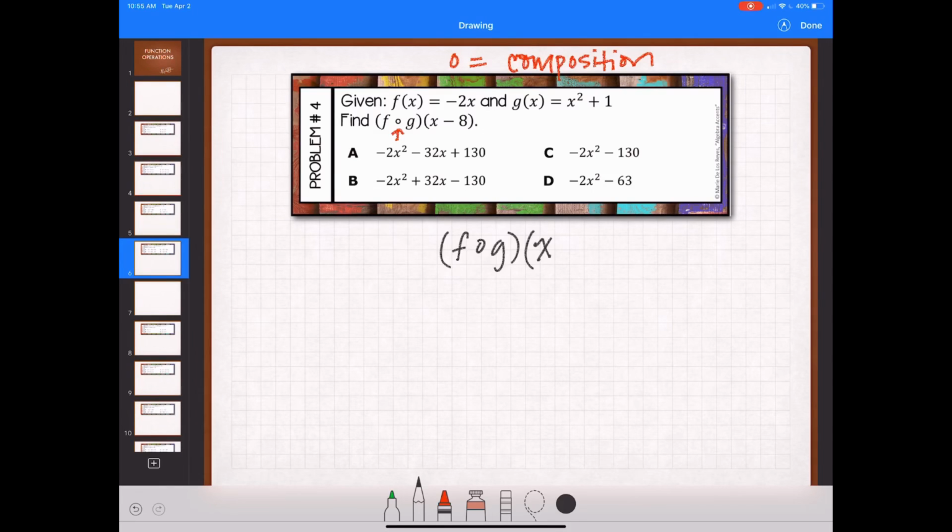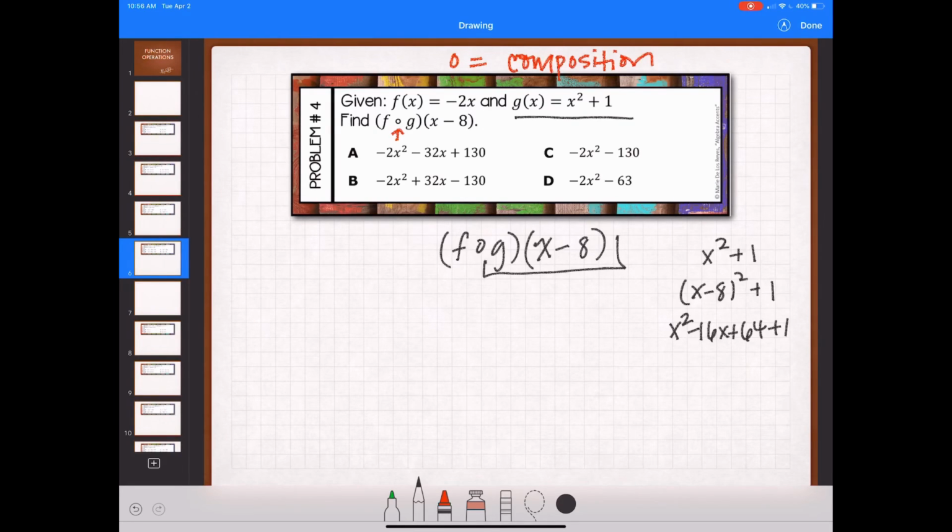the input is x minus 8. What it's asking you to do is plug the input into the g function first. So I'm going to go to the g function right here, which is x squared plus 1, and I'm going to put in my input, simplify, and that's my answer for g of x.